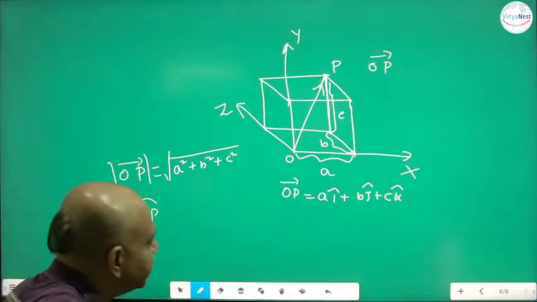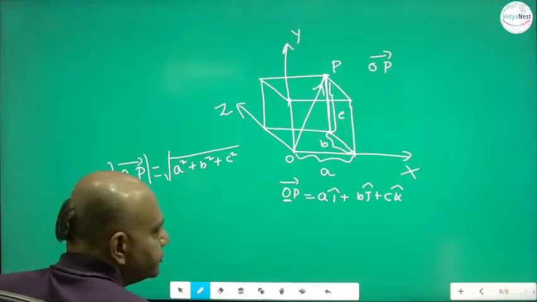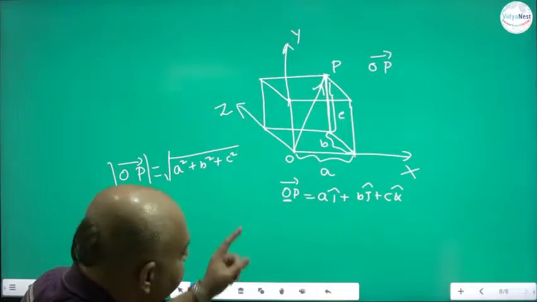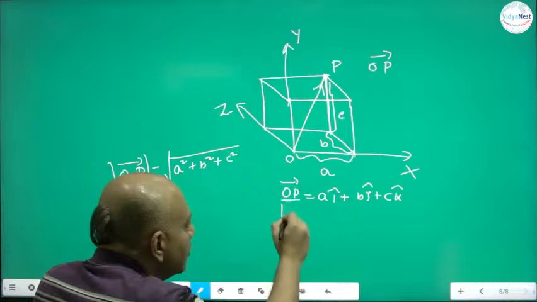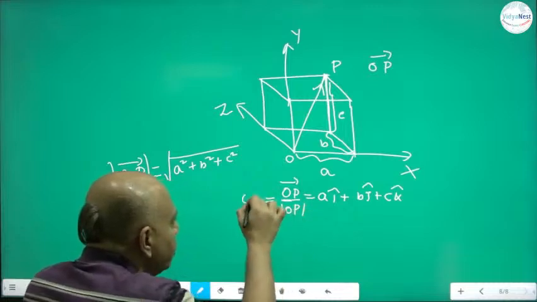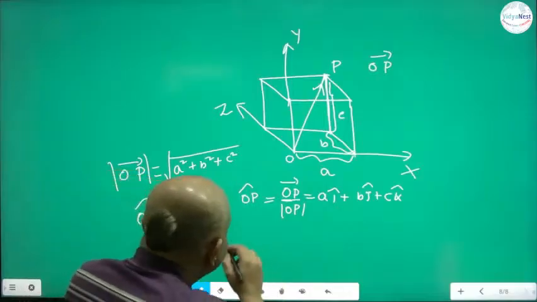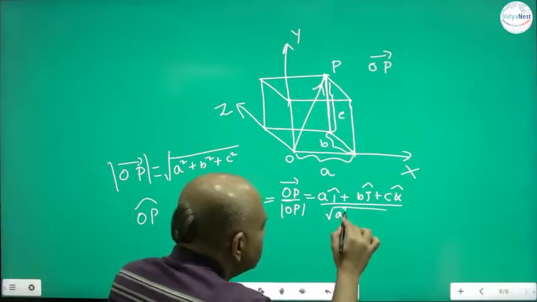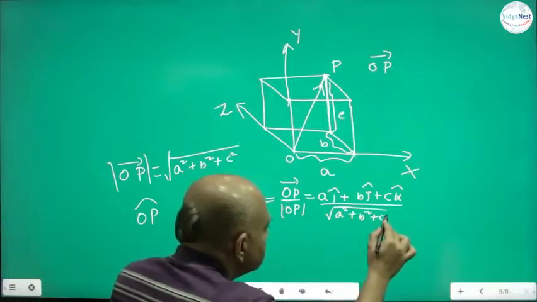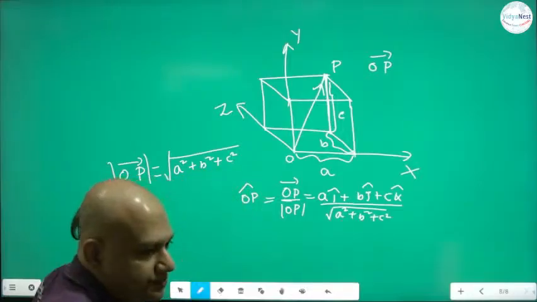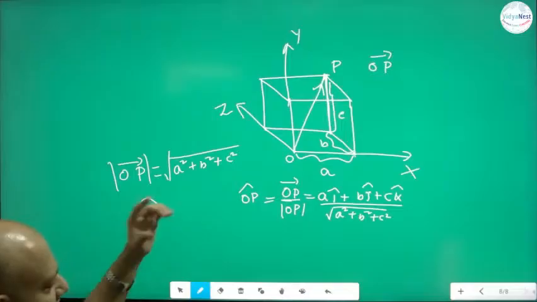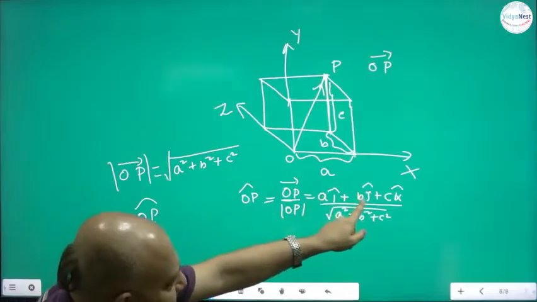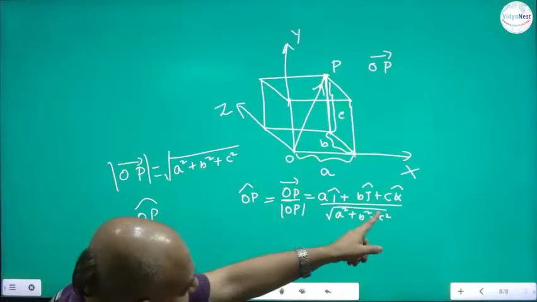OP vector means this vector: A I cap plus B J cap plus C K cap. If I divide by the magnitude, mod OP, I will get OP cap. So what is the magnitude we found? This is the magnitude we found. Yes. The unit vector along OP is equal to the vector by the magnitude of the vector, that means A I cap plus B J cap plus C K cap divided by root over of a square plus b square plus c square.